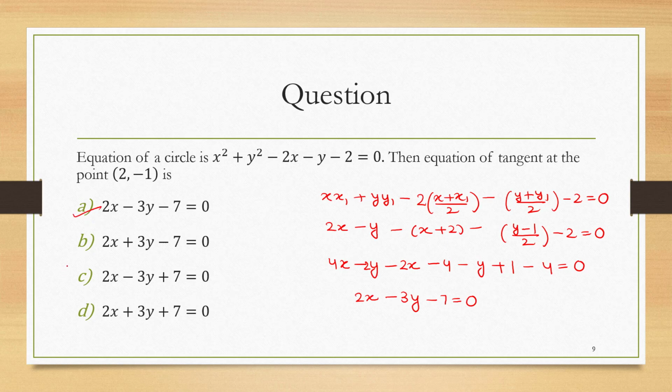Otherwise also, we can just put x equal to 2 and y equal to minus 1 in the options. See, this point 2, minus 1 lies on the tangent. It will not give me the exact answer, but it can help me if I am able to cancel 3 of the options.